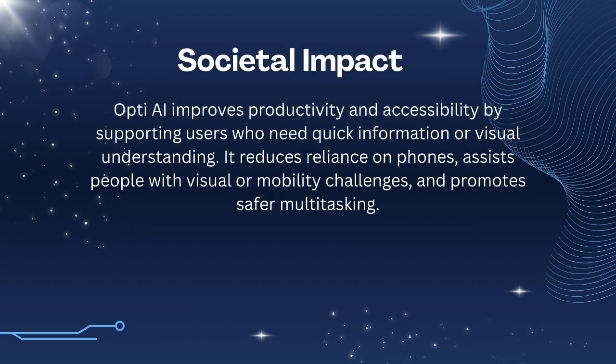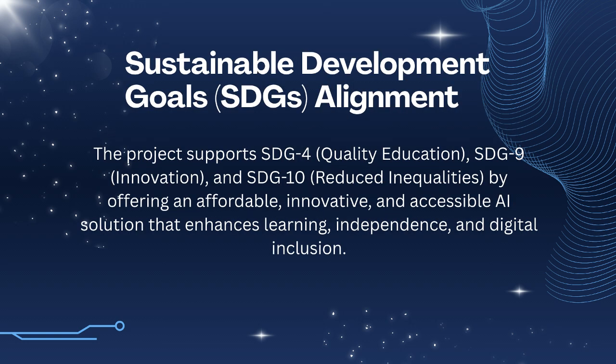Societal impact. Opti AI improves productivity and accessibility by supporting users who need quick information or visual understanding. It reduces reliance on phones, assists people with visual or mobility challenges, and promotes safer multitasking.